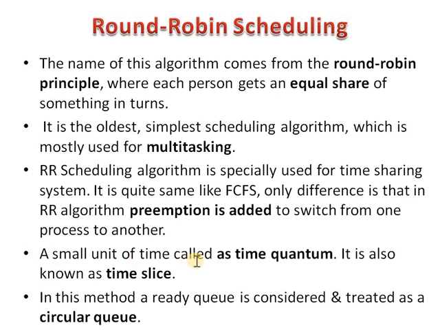Here a small unit of time is called a time quantum or time slice. In this method, a ready queue is treated as a circular queue. You know the circular queue? In a circular queue, the different nodes are connected in a circular manner. The same data structure is used in this type of algorithm.